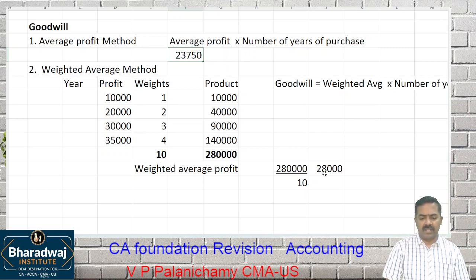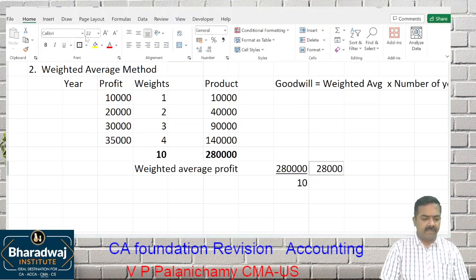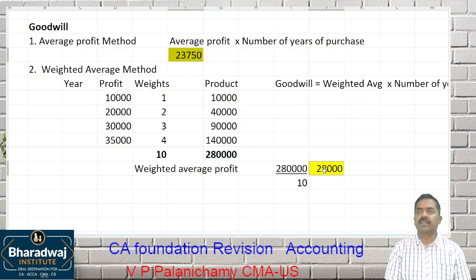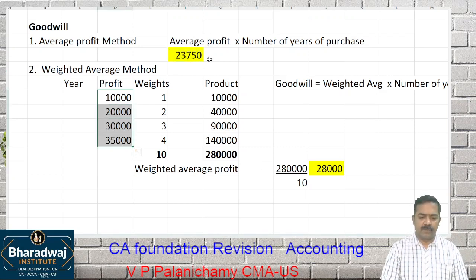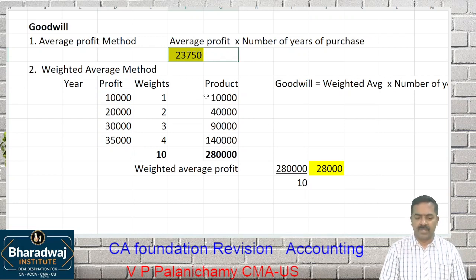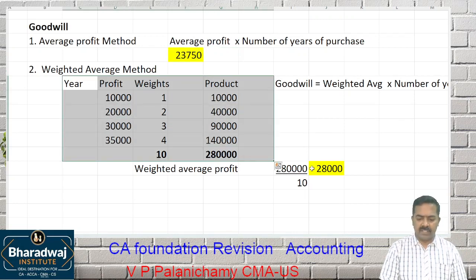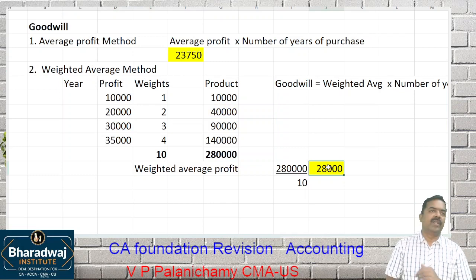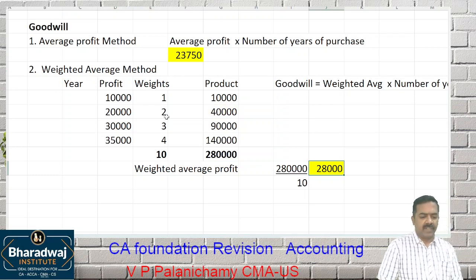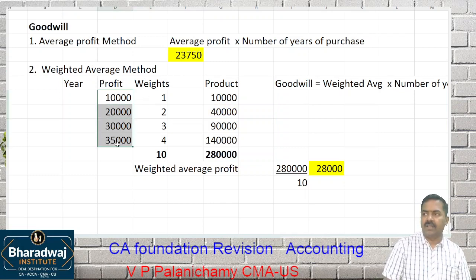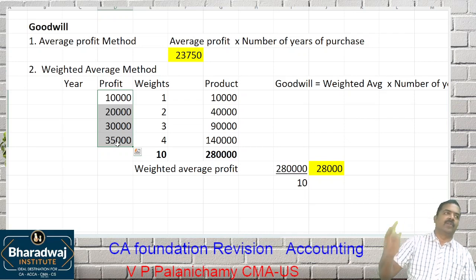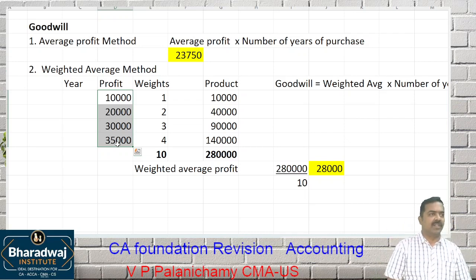$23,750 வந்திருக்கும். Weighted average apply பண்ணதுனால எவ்வளவு வருது? 28,000. Simple average, add up divided by 4, 23,750 வந்திருக்கும். Since we go by weighted average method, the average profit is how much? 28,000. A firm which is making continuous increase in trend of profit will have which one? More goodwill. Clear?